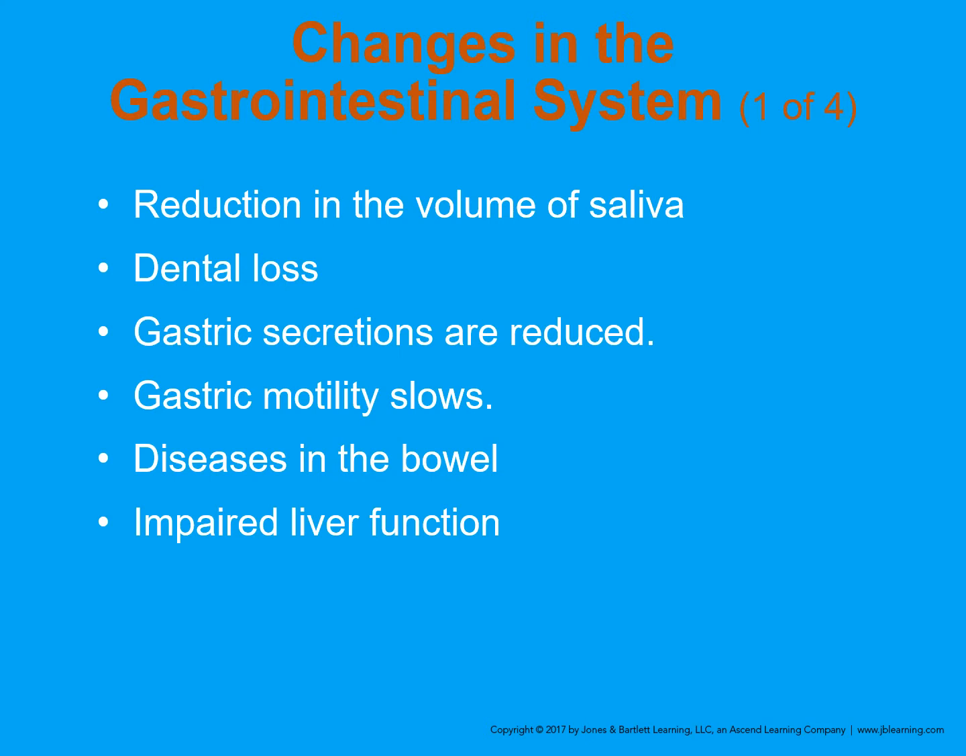Changes in the GI system: reduction in the volume of saliva, dental loss, gastric secretions are reduced, motility slows, decrease in bowel movement, impaired liver function. So with bowel motility slowing, we could expect constipation to become an actual blockage a lot more often. Reduction in saliva can cause issues with swallowing and choking.